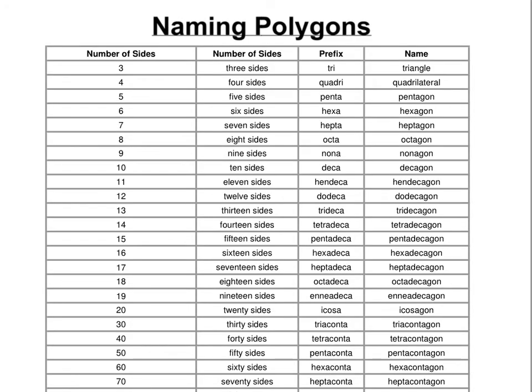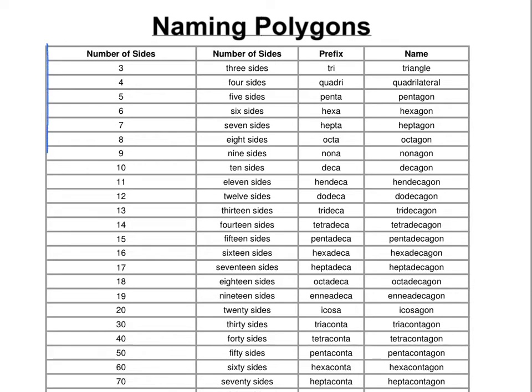Polygons are named by the number of sides they have. You're going to receive this as a handout in class. However, I do want you to copy some of this down into your notes right now. I want you specifically to copy down the things that I expect you to memorize. And so I'm going to highlight that for you right here. These are the things that you need to copy down.